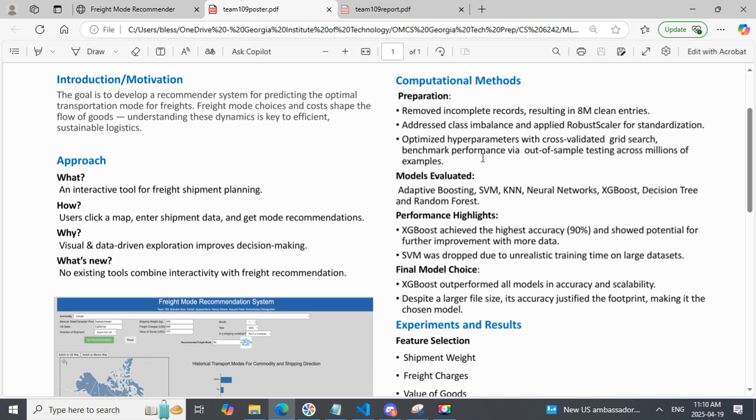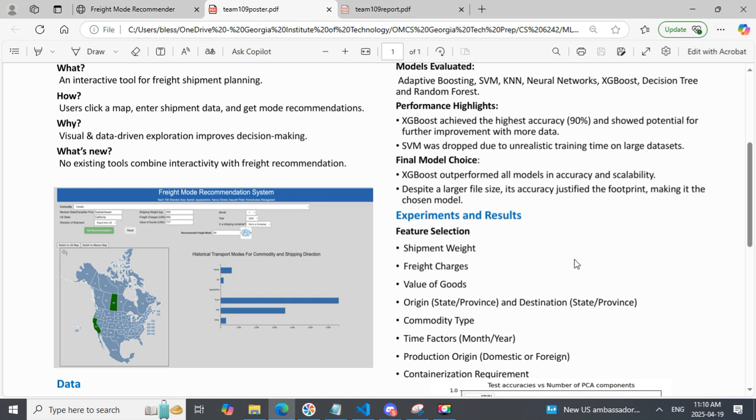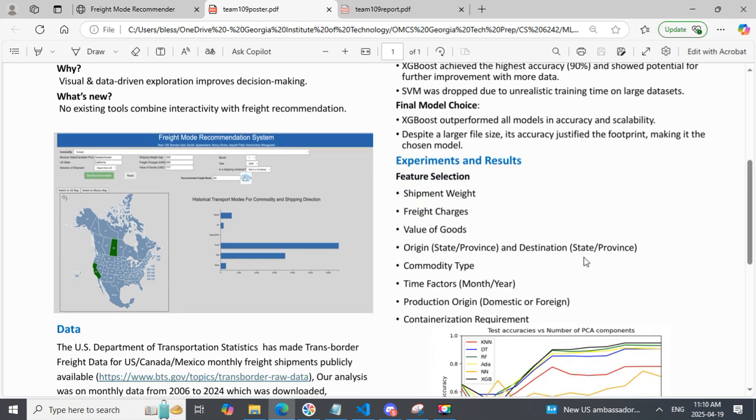We also did hyperparameter tuning with grid search, and we also benchmarked our data to make sure that it's reliable with out-of-sample testing. Ultimately, we explored many machine learning algorithms, but we settled for XGBoost because it had the highest test accuracy and it showed signs of being able to perform better with more data.